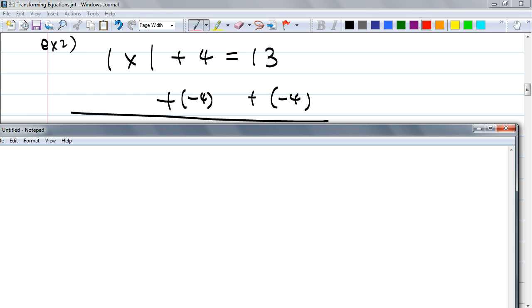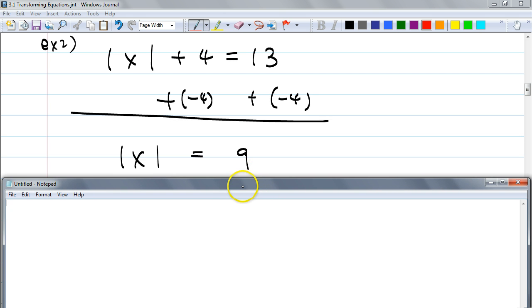On the left side, what do I have? 0. Yes, 4 plus negative 4 is 0. But what about this absolute value of x? Does that go away? No, you still have absolute value of x, not x. Please don't write x, because we don't have x yet. We have only the absolute value of x, correct?